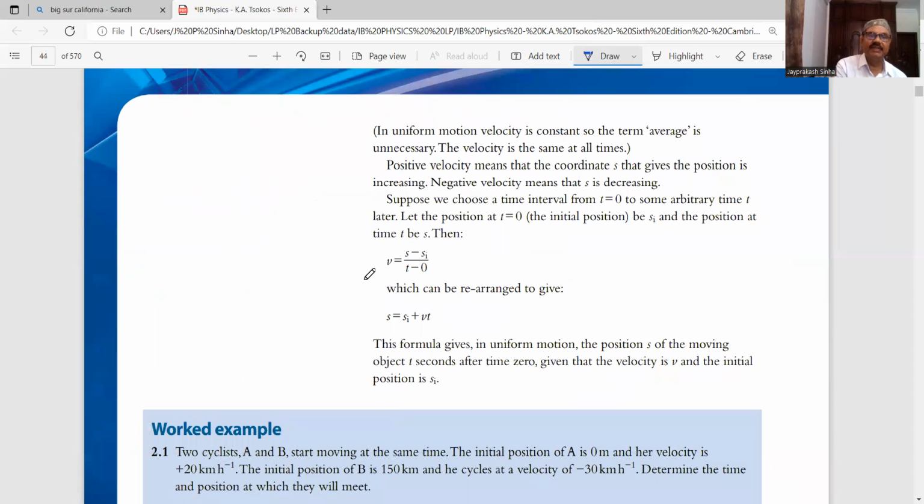See here, the same thing. v is equal to s minus s_i upon t minus 0. That is, s is equal to s_i plus vt.